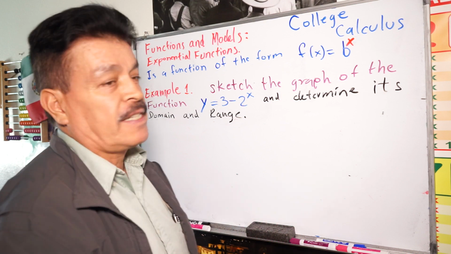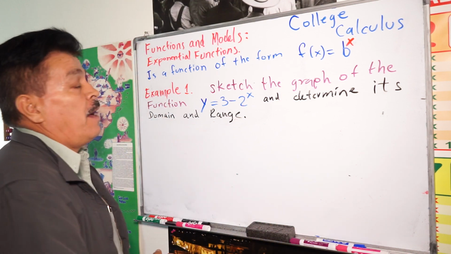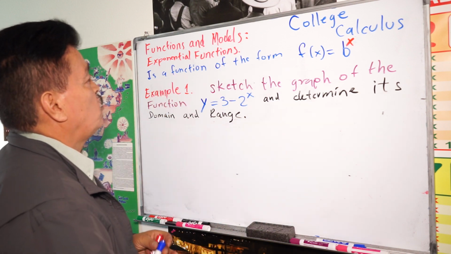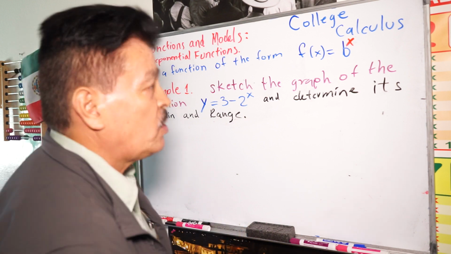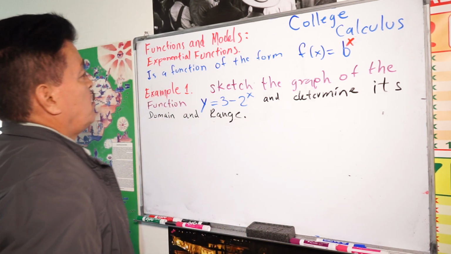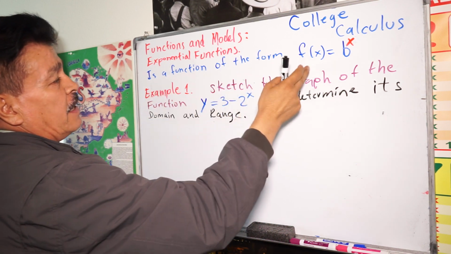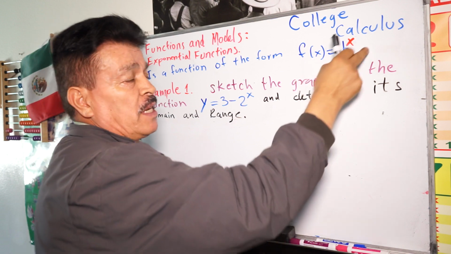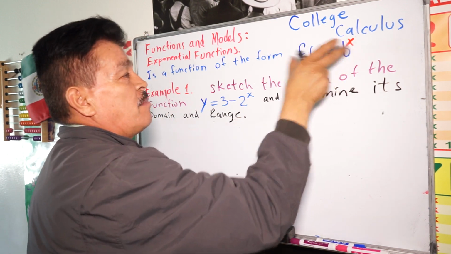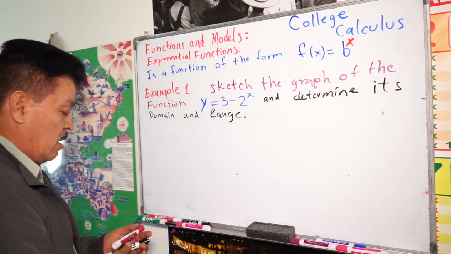Class today, college calculus. This is a college calculus class, okay? We have some definition about what I mean by exponential function. Remember, we are in the first unit right now, functions and models. An exponential function is a function of the form f(x) = b to the x power, right? Actually, this is the main idea of our class.